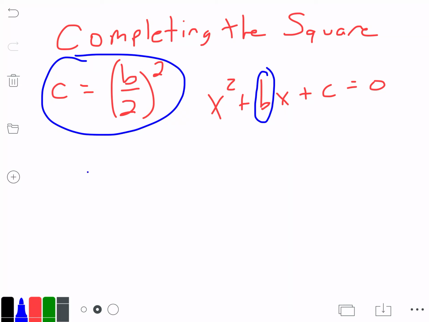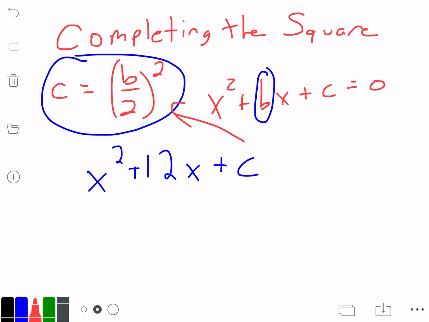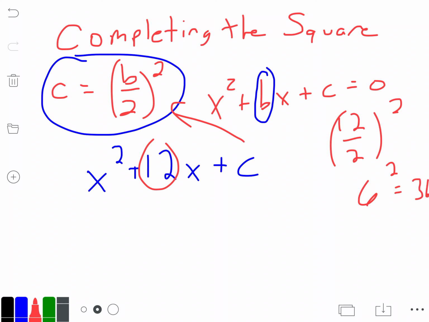For example 1, we have x squared plus 12x plus c. We need to solve and find out what that c is. To find c, we're going to use this equation up here: b divided by 2 squared. Our b right here is 12. So it's 12 divided by 2 squared, which is 6 squared, which is 36. So our c is 36, and we're left with x squared plus 12x plus 36.